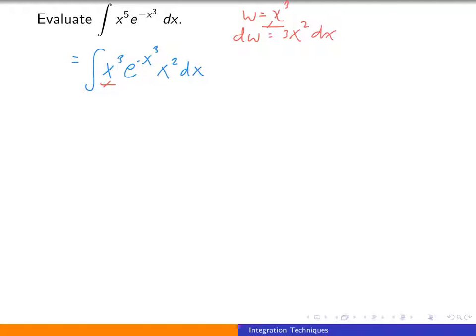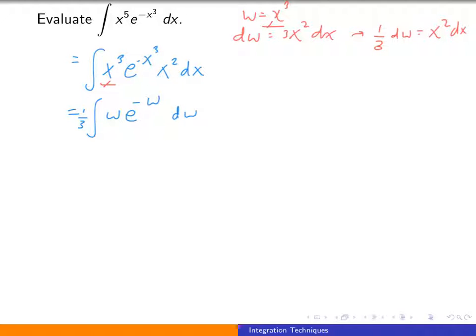So this is ideal. So 1/3 dw is x squared dx. So performing this substitution leaves us with a 1/3 dw, so that 1/3 pulls out front, and then w e to the minus w. And looking at the form of our integrand, this is something that is very well suited for integration by parts.